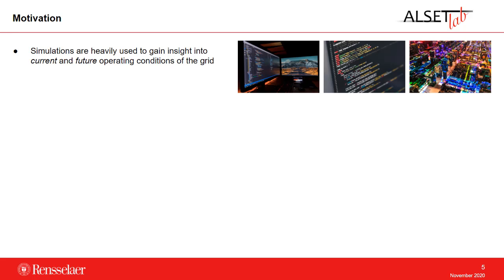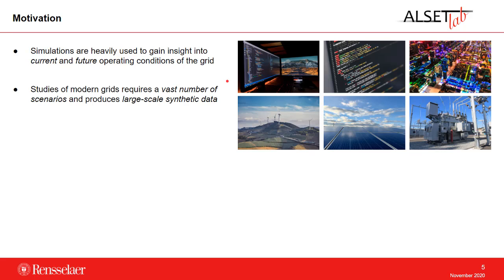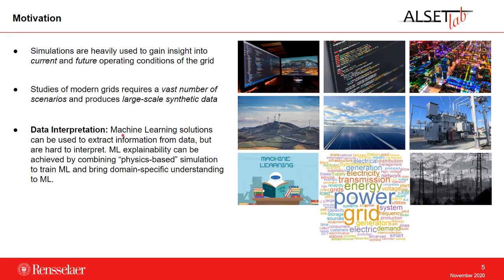Simulations are used in our current modern electrical grids to assess the actual condition of the grid and also to study future behaviors. However, due to the integration of renewables and the complexity of the models, the amount of information or data that is coming out is larger than ever. So how do we interpret this large-scale data? Machine learning seems to be a method or a set of techniques that can be used to extract information from data, but some machine learning techniques are hard to interpret. How do we achieve machine learning explainability?